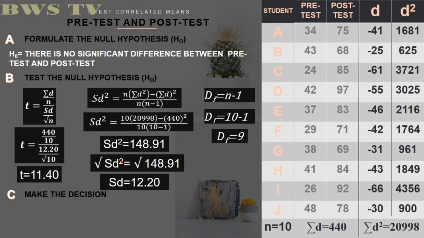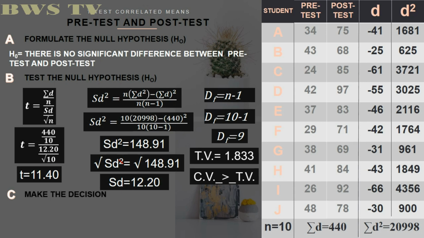Making the decision. In making the decision, we will decide whether the null hypothesis is rejected or not. If the computed value is greater than the tabular value, the null hypothesis is rejected. If the computed value is lesser than the tabulated value, then the null hypothesis is accepted. In this example, we can see that the computed value is greater than the tabular value. This means that the null hypothesis is rejected.